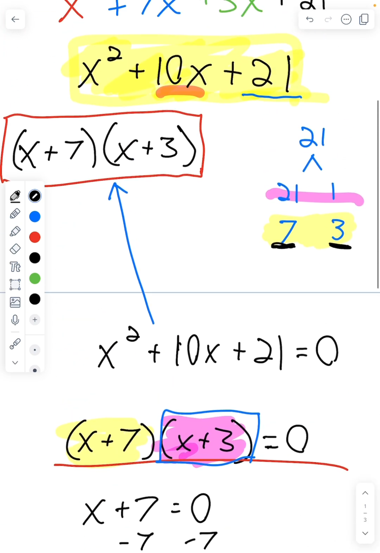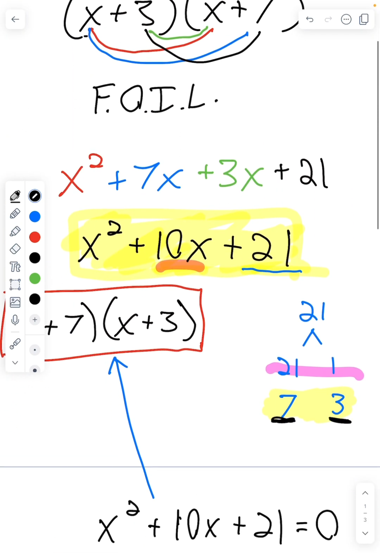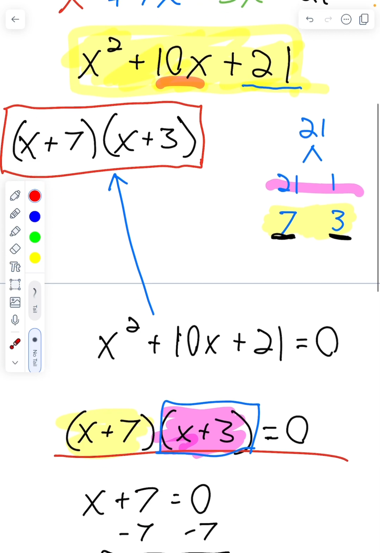So factoring, let's go back up to the whole concept of this. I've got a problem like this right here, x squared plus 10x plus 21. What am I looking for to get this to be factored? Two things that multiply together to be 21. So go ahead and make a factor tree here.